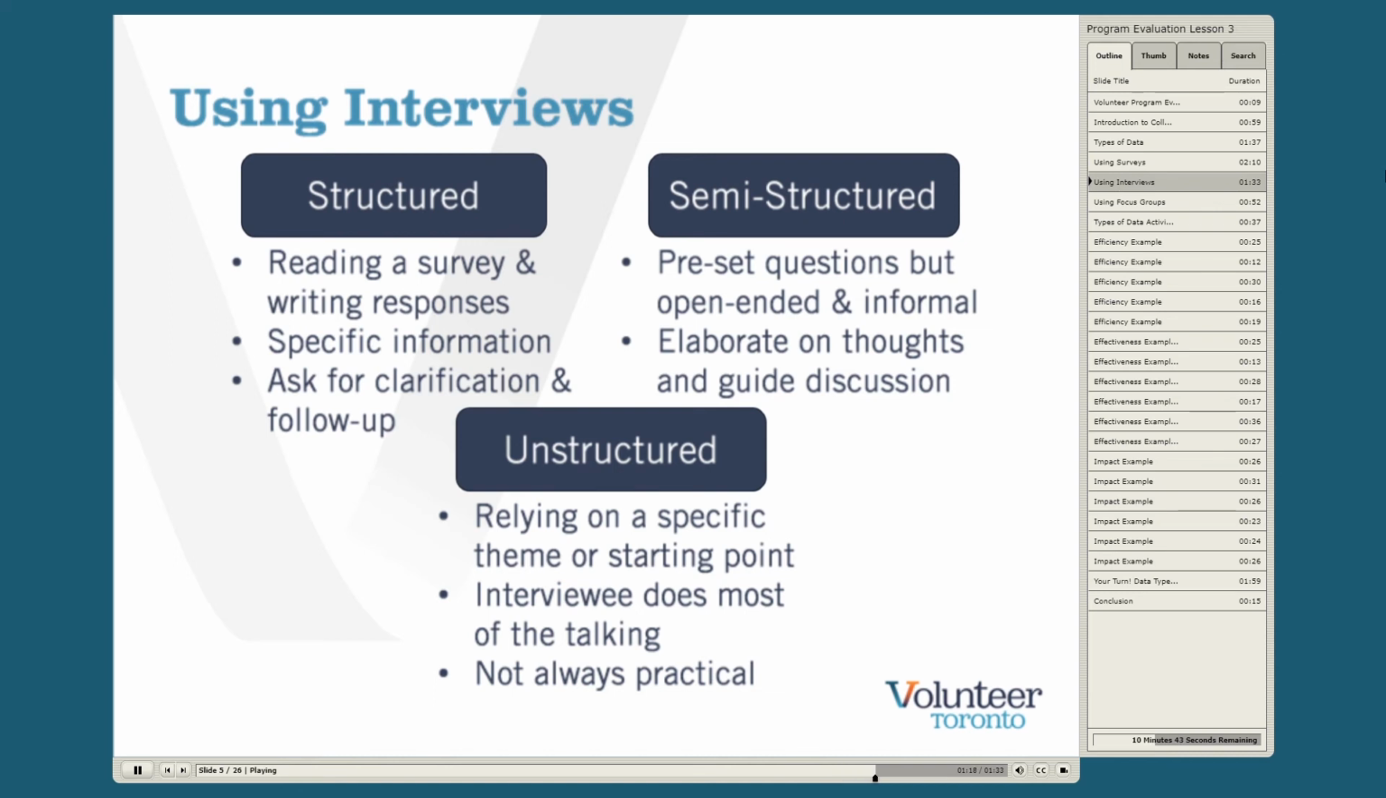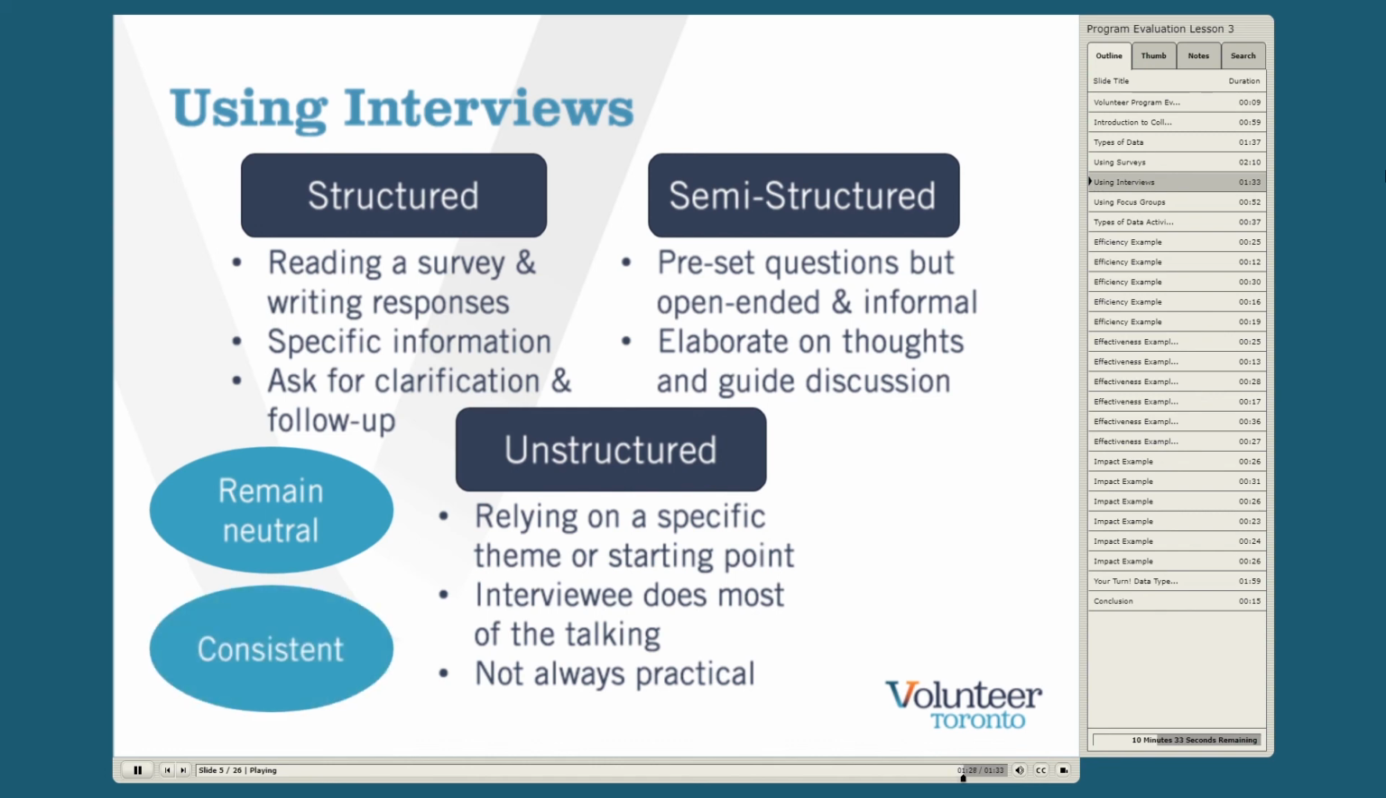No matter which type of interview you do, take note of a couple interview etiquette tips. Interviewers should remain neutral. During interviews with some or lots of structure, interviewers should remain consistent when interviewing different people, and ensure questions are as on topic as possible.